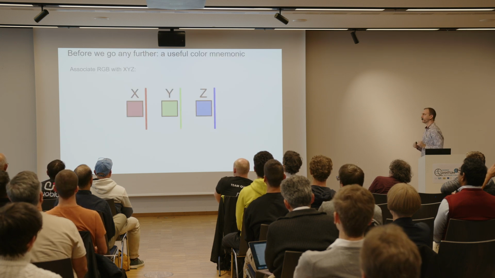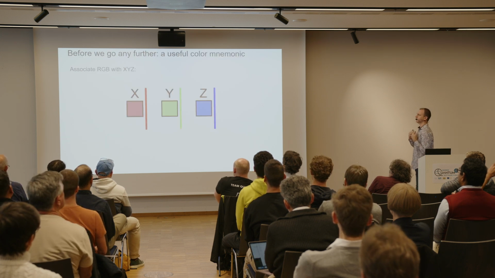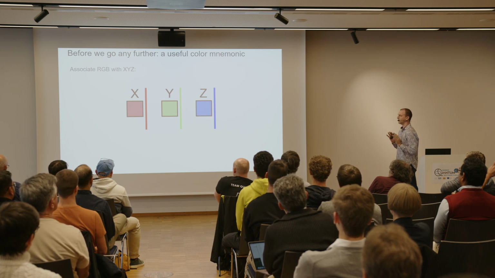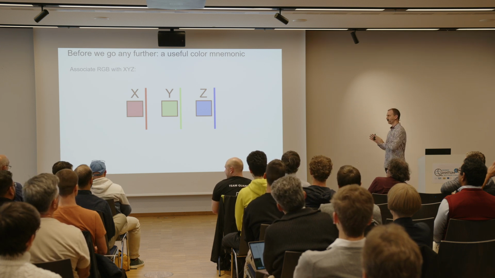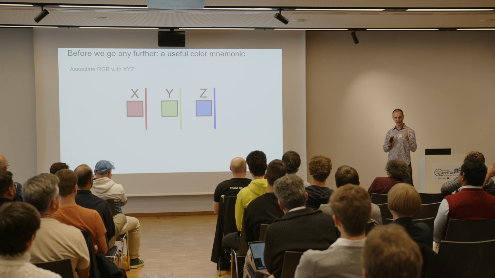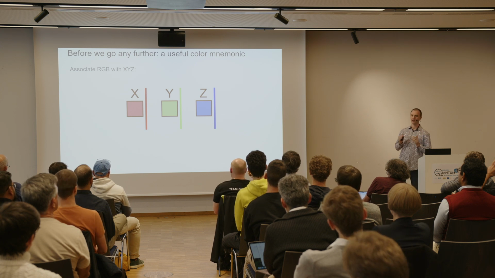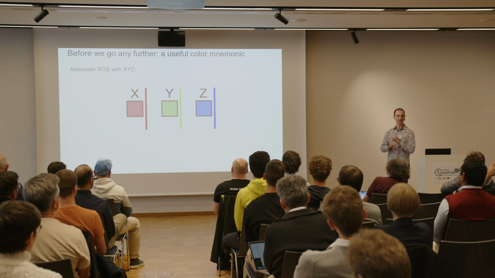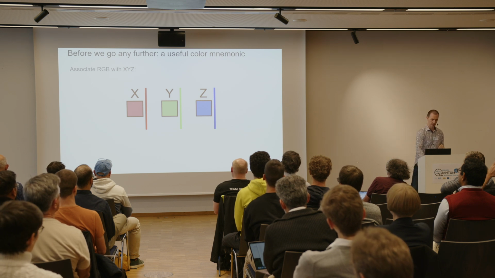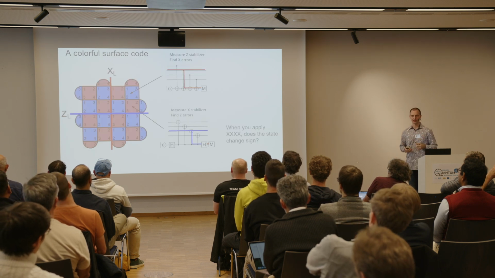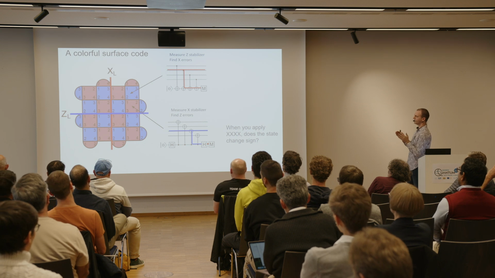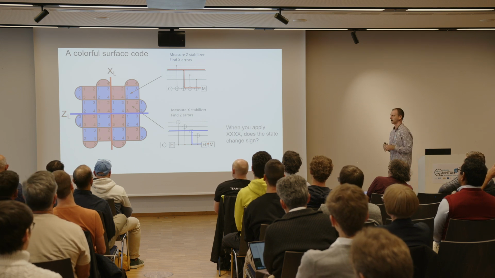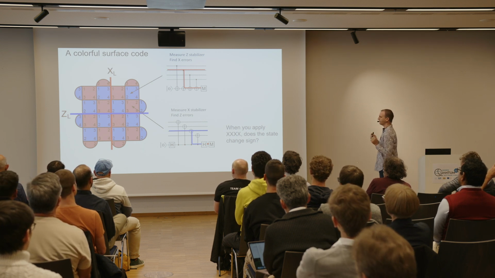Some definitions. To assist with understanding the many pictures we're about to show, we're going to create a color operator correspondence. So RGB, very familiar, that's graphics, X, Y, Z. Anytime you see red, it means X. Anytime you see blue, that means Z. Why is that helpful? Because we can draw the surface code like this. And now when you look at the left and see red, you know that's X. If we see blue, that's Z.